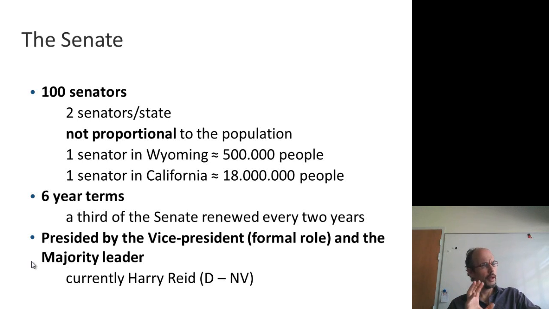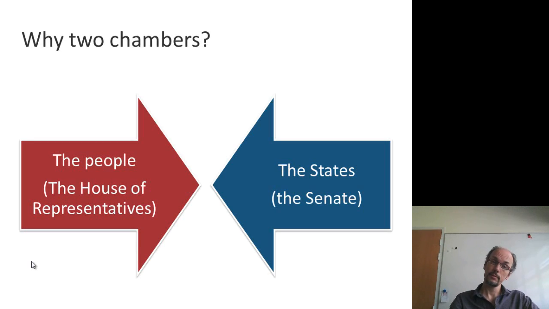Pay attention, the House is controlled by Republicans, with John Boehner leading them. And the Senate is controlled by Democrats, with Harry Reid leading them. And we'll see that this is something of a problem. So why two chambers? We discussed that already. Because on the one hand, you have a representation of the people. On the other, you have a representation of the states. The House of Representatives, the Senate.